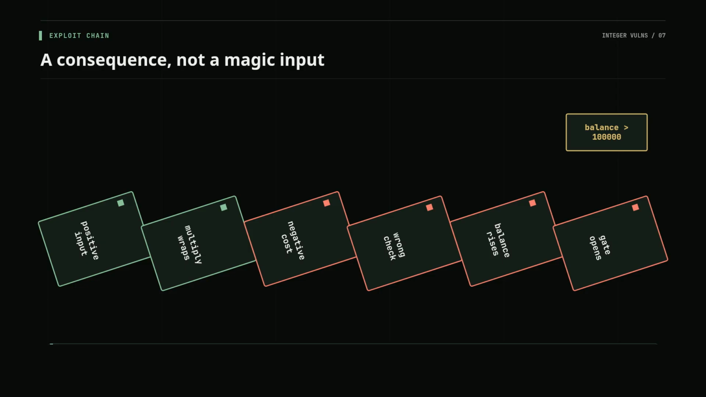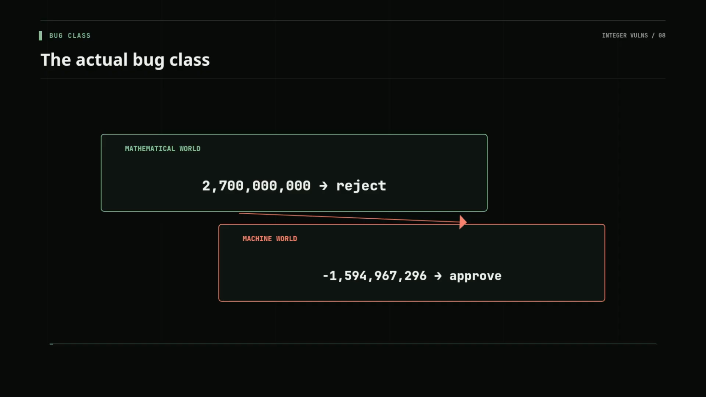The program is not confused at the end. It is perfectly obeying the bad arithmetic from the beginning. This is an integer vulnerability, not because integers are bad, but because the program used an integer result as if it were trustworthy proof about reality.